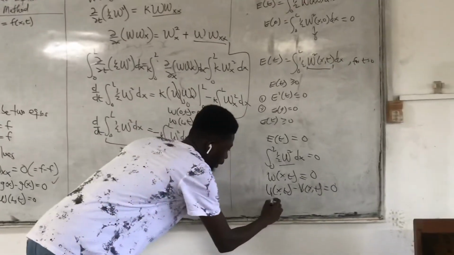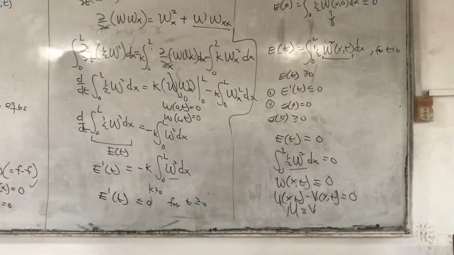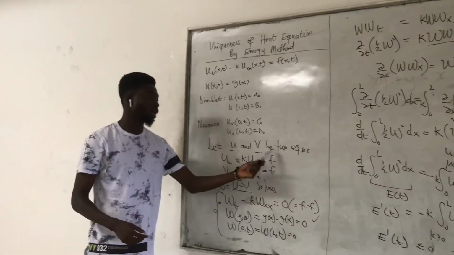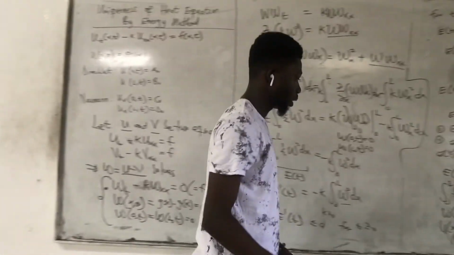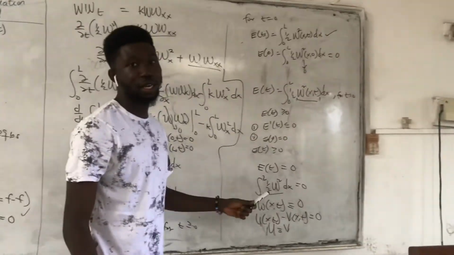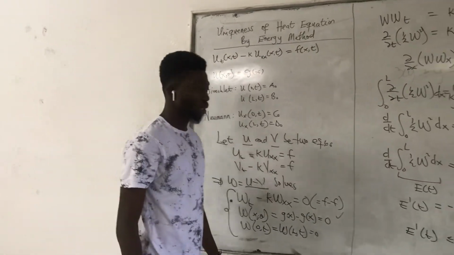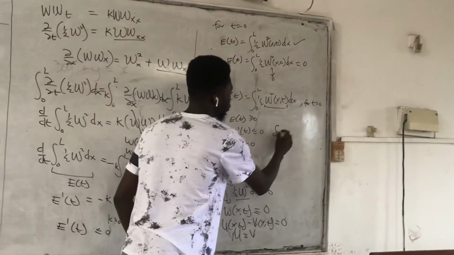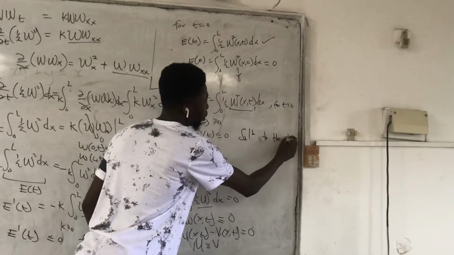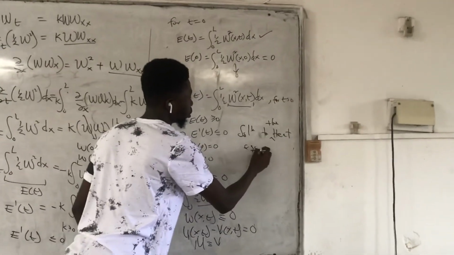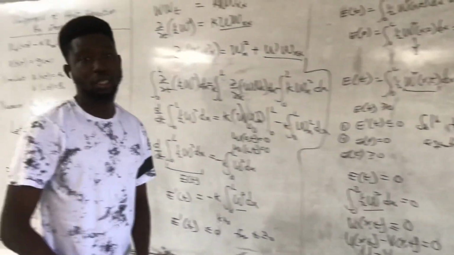And that can quickly be concluded as u is equal to v. So u is equal to v then implies that the solutions we assumed initially to be u and v as the solution of the heat equation are actually the same. And that justifies that the solution to the heat equation is unique. So we can conclude that the solution to the heat equation is unique, since the two solutions we considered are equal.